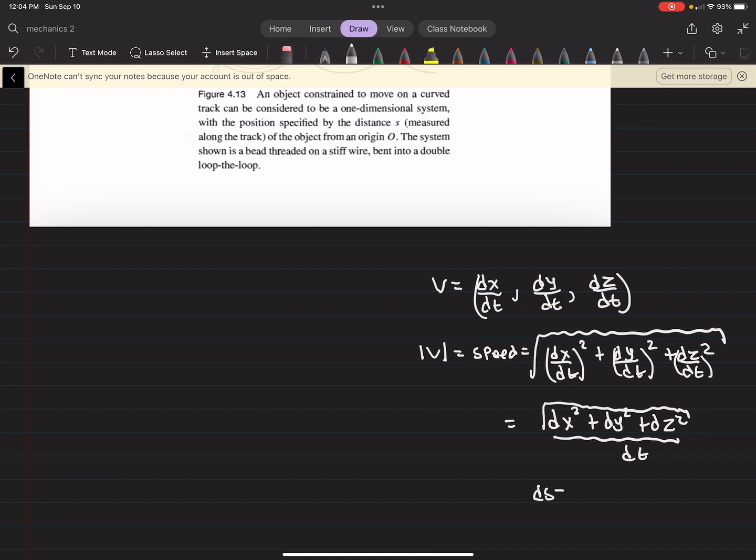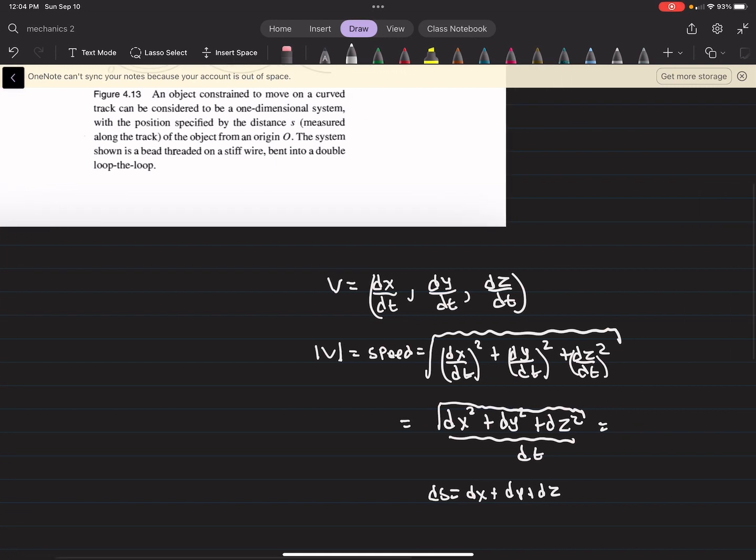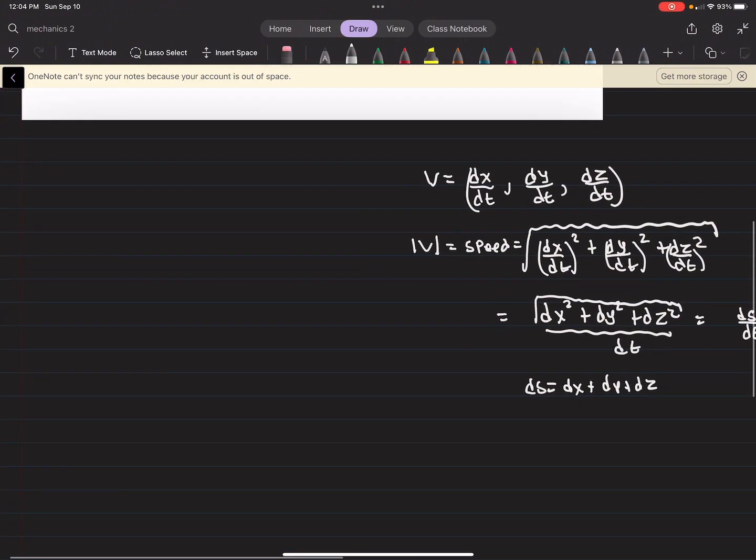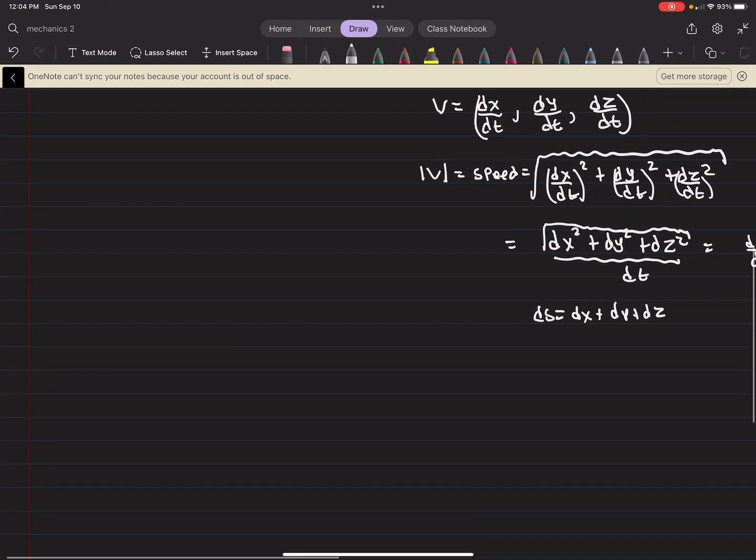And we define ds as the square root of dx squared plus dy squared plus dz squared. So this then is just the square root of ds squared over dt, or just ds/dt, which is equal to s dot. So the speed is equal to s dot. So that part's taken care of.